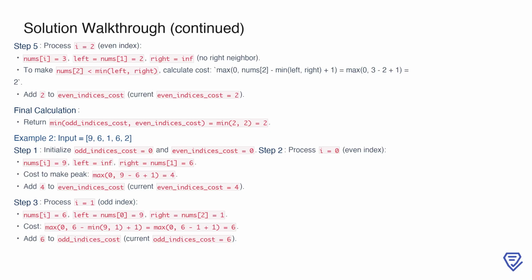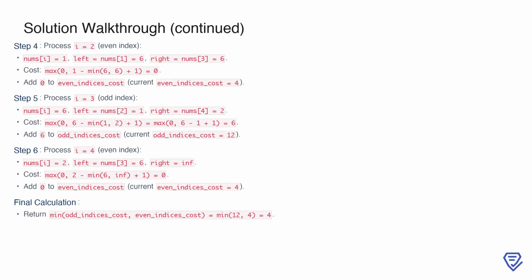Next, we process index 1, which is an odd index. Here, nums[1] is 6, with left equals nums[0] equals 9 and right equals nums[2] equals 1. The cost to make nums[1] smaller than both neighbors is max(0, 6 - min(9, 1) + 1). This evaluates to max(0, 6 - 1 + 1), which equals 6. Adding this to odd_indices_cost brings it to 6.